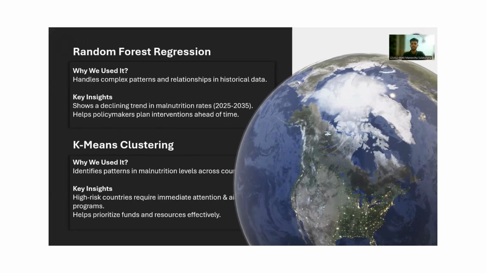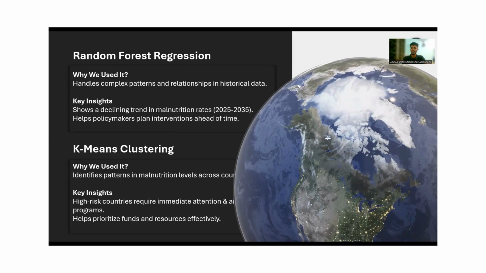We use two different machine learning models to address these problems. In the first model, we use random forest regression, which helps us predict future malnutrition rates. We chose this model because it handles complex data well and provides accurate predictions. One key insight from the model was that malnutrition rates are expected to decline between 2025 and 2035, showing that investment and programs are making an impact.